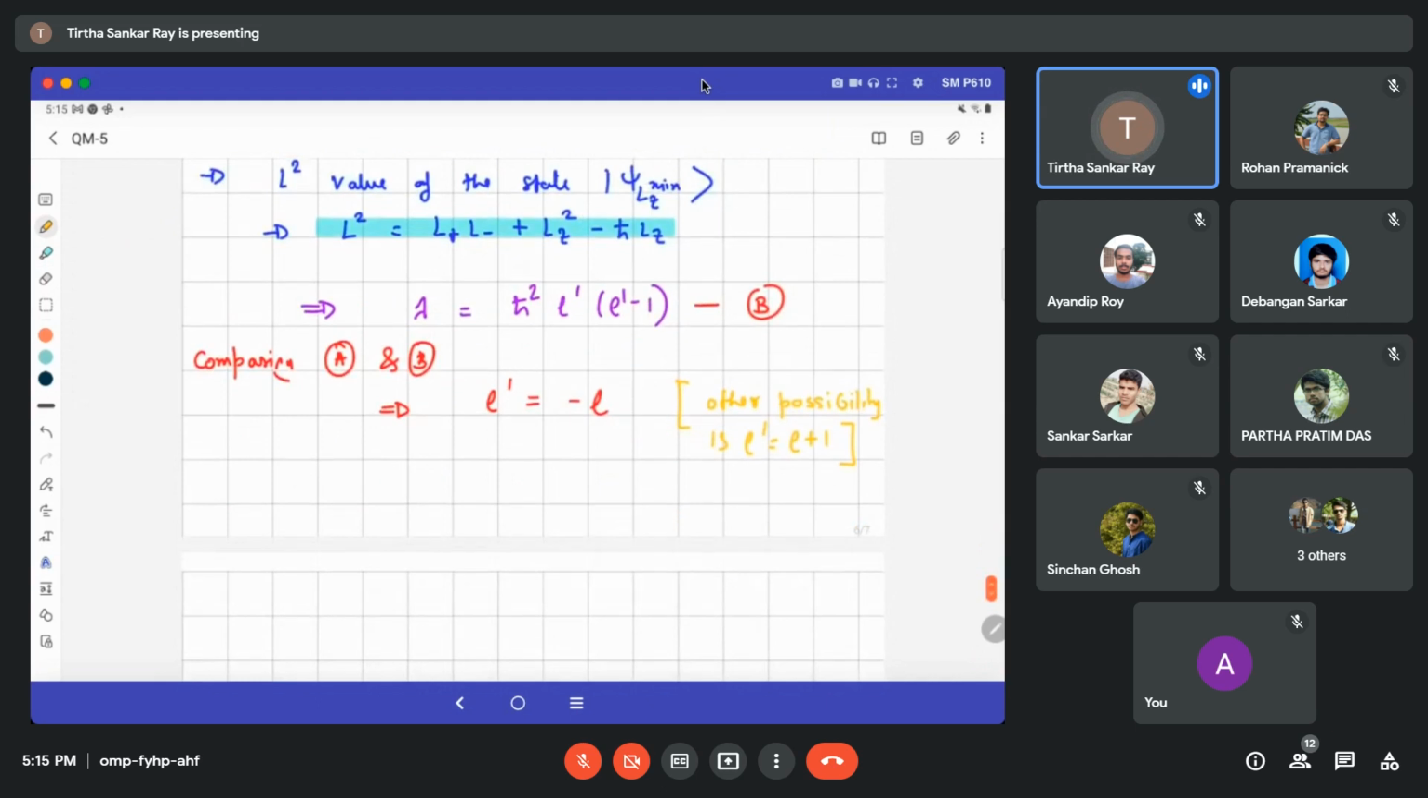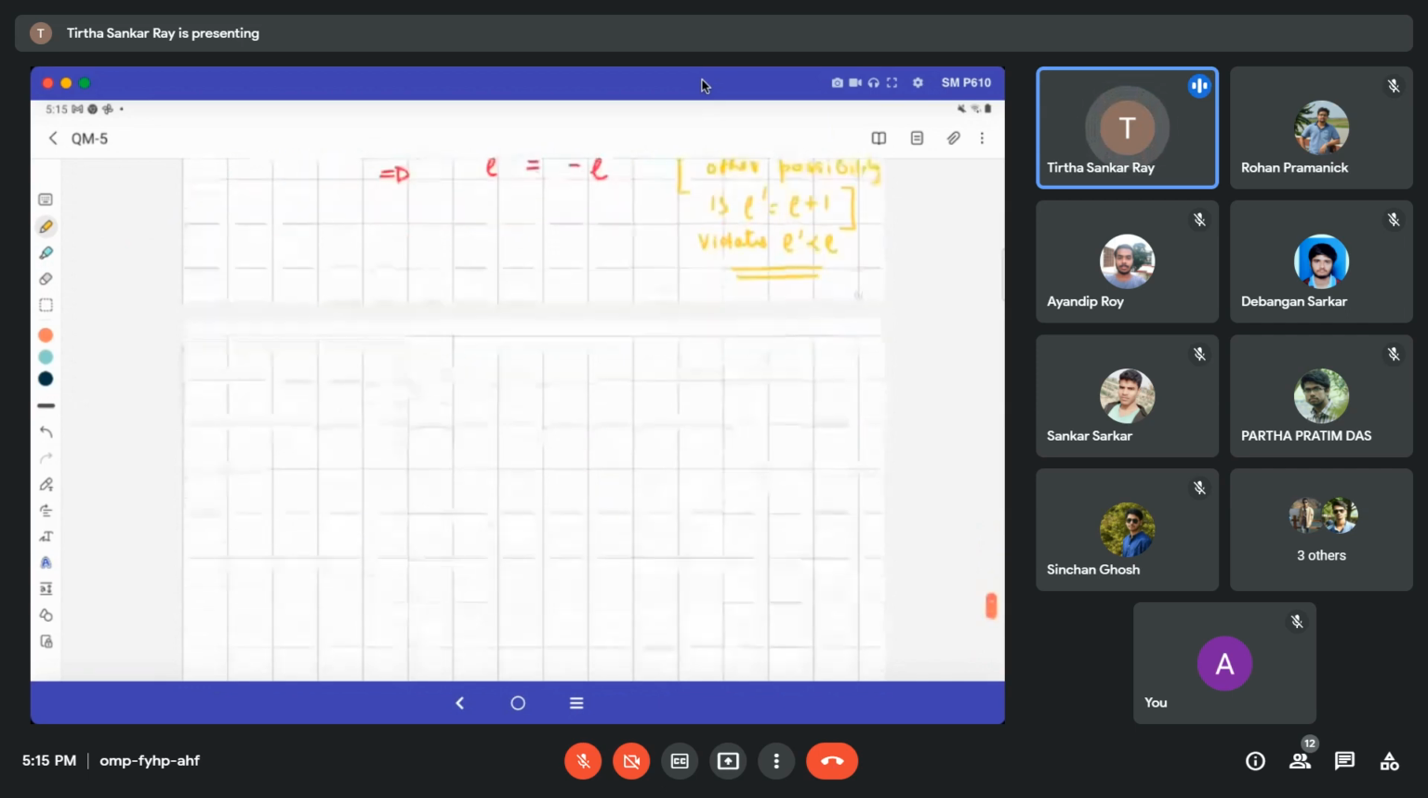After all, L prime corresponds to the minimum value of the angular momentum Lz, and L corresponds to the maximum, and therefore your general understanding is that L prime has to be less than L, right? So this violates the L prime less than L expression, so we neglect it. The only viable solution that you get is L prime is equal to minus L. And this is now very interesting.